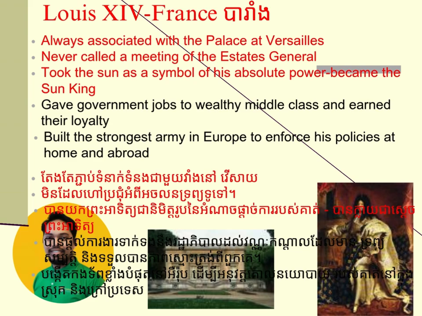The last person on the list is Louis the 14th of France. Louis the 14th of France is always associated with the palace at Versailles because it's widely known. A little later, we'll be talking about that palace. He never called a meeting of the Estates General. He also took the sun as a symbol of his absolute power, and he eventually was recognized as the Sun King. He also gave government jobs to the wealthy middle class and earned their loyalty. He built the strongest army in Europe to enforce his policies at home and abroad.